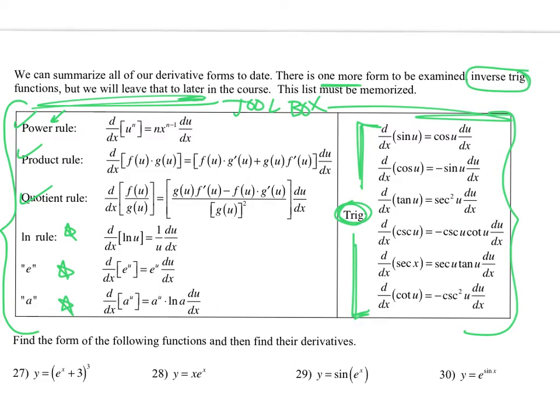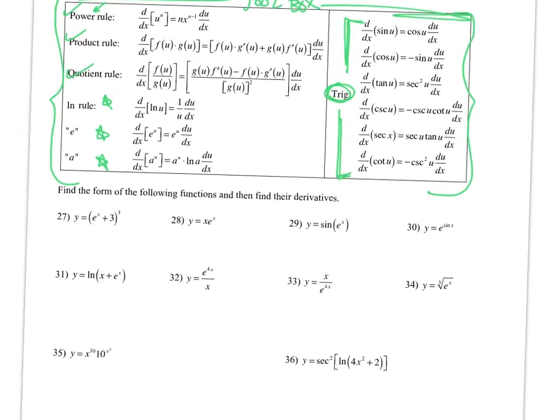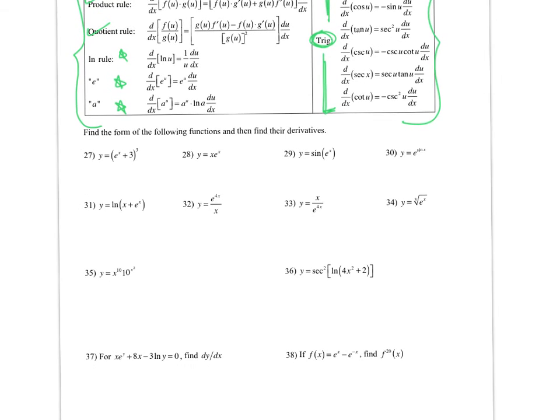So let's take a look at some of these problems, and then I'm going to have you do some on your own, and you can check all your work in the binder. If we look at 28, actually let's tag each one. Looking at 27, we see a power chain rule, because everything is being raised to the third power.